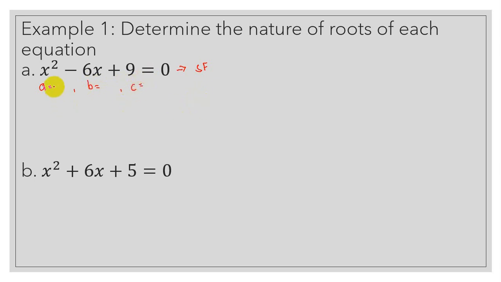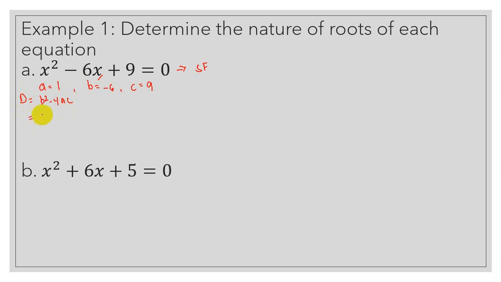Alright, so the value of A, which is the coefficient of x squared, is 1. And the value of B, which is the coefficient of x, is negative 6. And C is the constant, which is 9. Then, let us write the discriminant formula, which is D equals B squared minus 4AC.